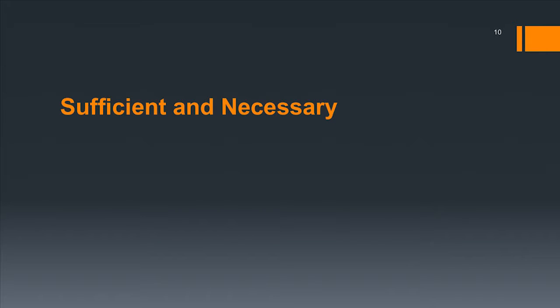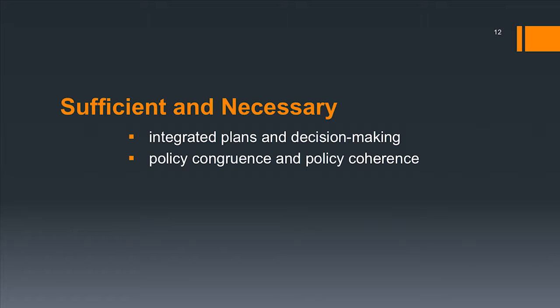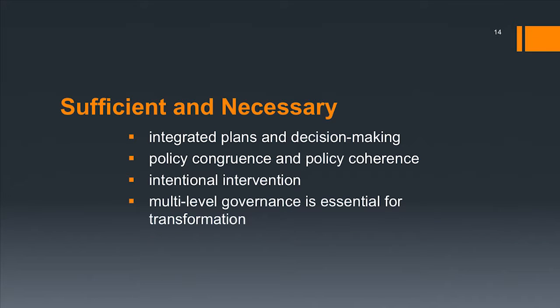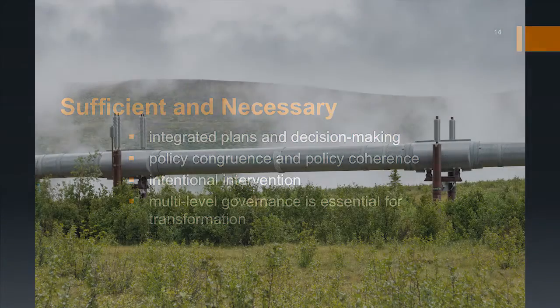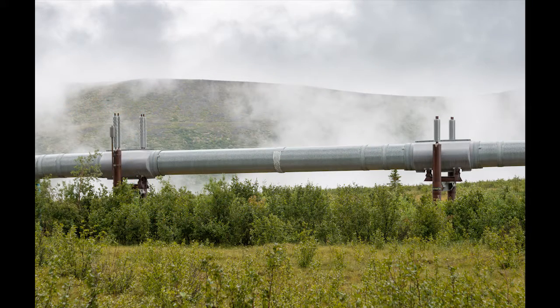You're not going to be surprised by the first one: integrated plans and decision making. Some of the more innovative communities are those that have integrated their official community plan with their integrated sustainability community plan and their disaster management plan. The next one is policy congruence and policy coherence. This is critically important so that you have policy congruence within government departments and policy coherence between levels of government. Therefore, multi-level governance is essential for transformation. And I'd like you to think here about the pipeline, anti-pipeline conflict that's building up, the contentious issues, and we have to move to multi-level governance.